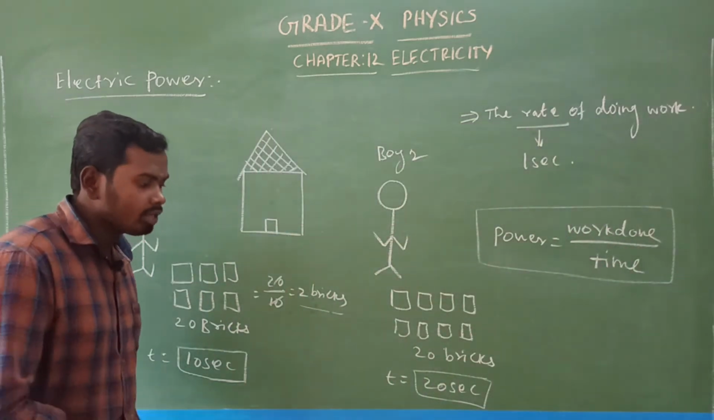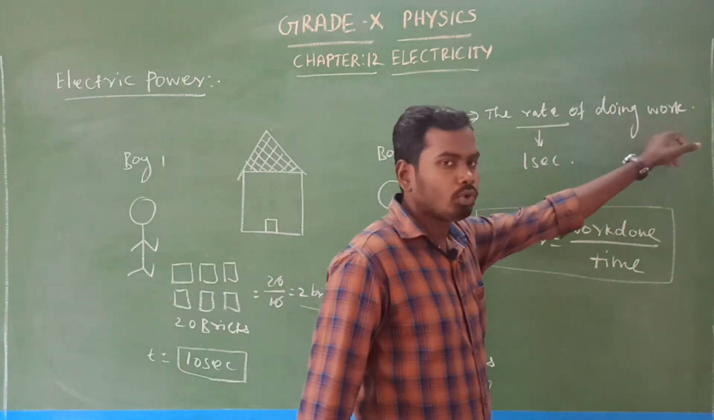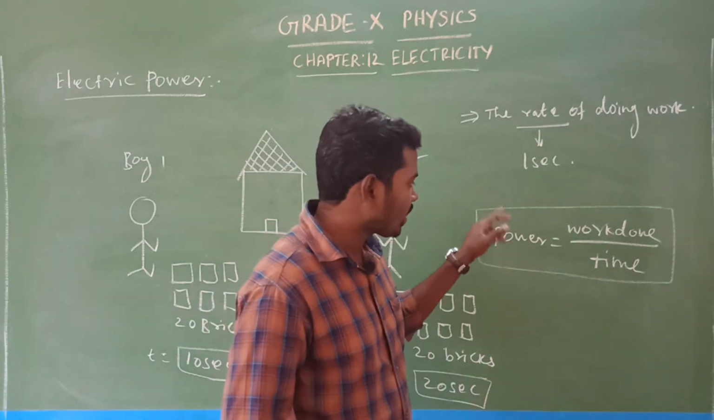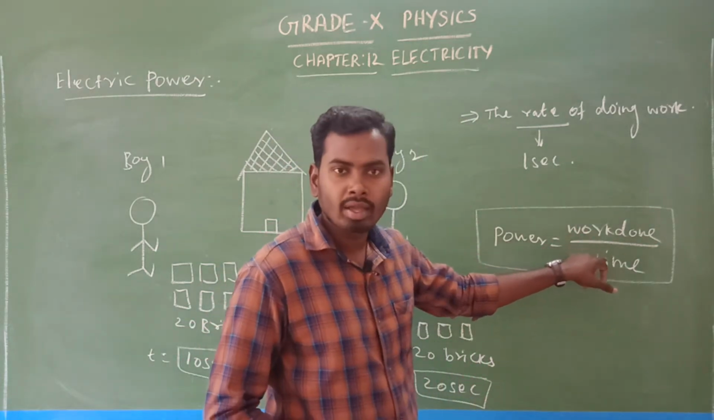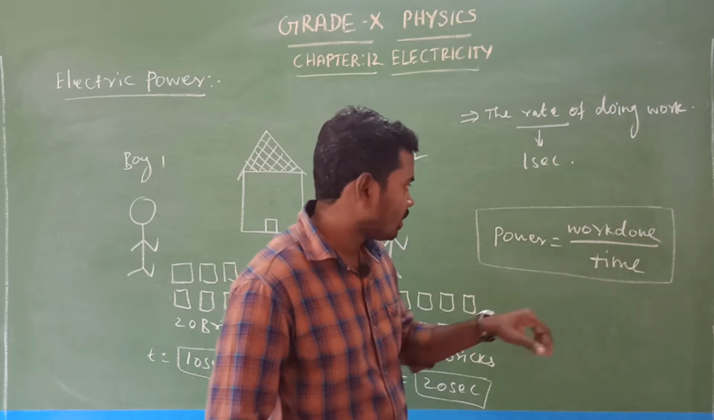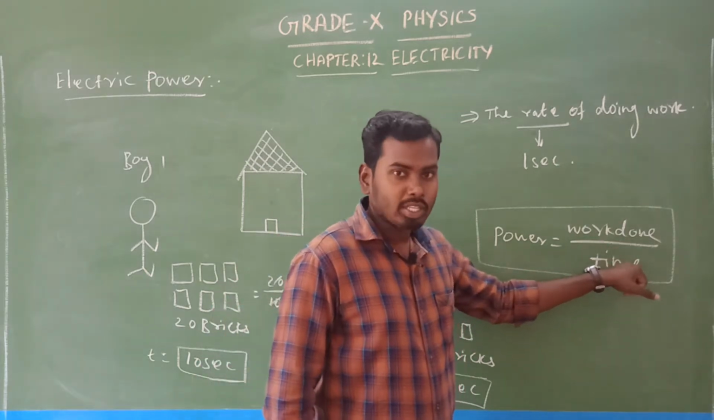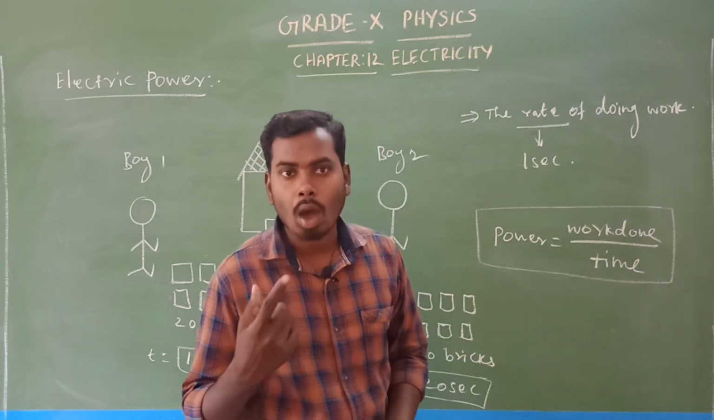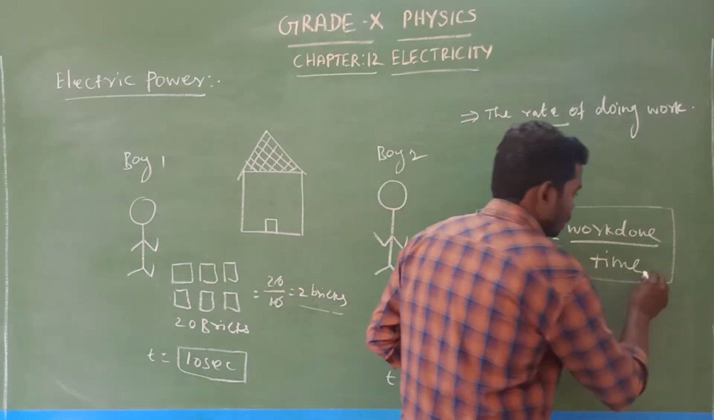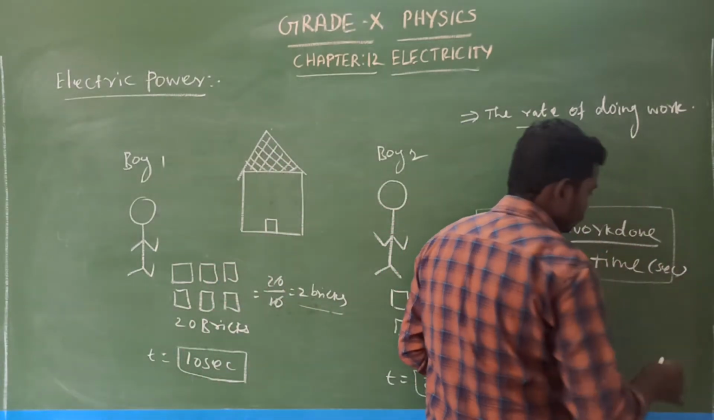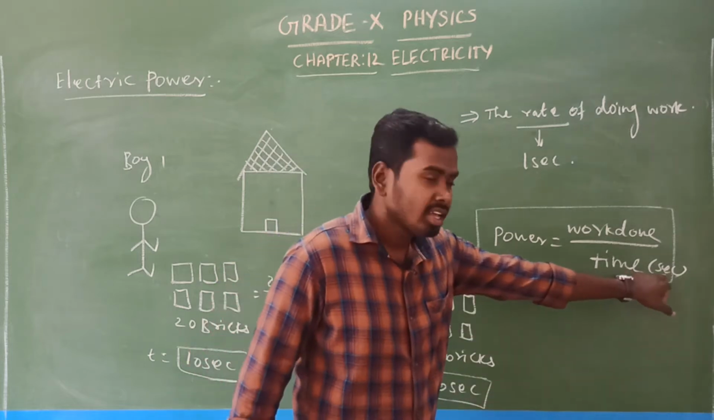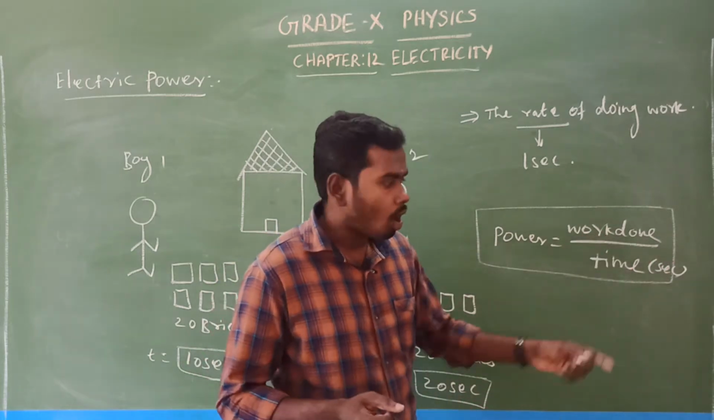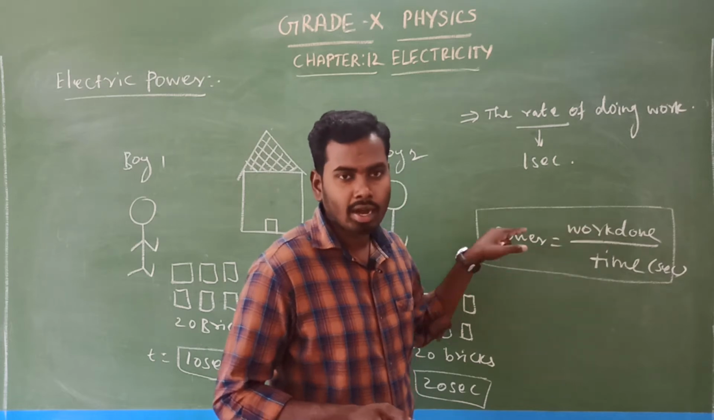So power is defined as the rate of doing work. Per second, how much amount of work is done. So we can write power is equal to work done divided by time. What is the time SI unit? That is seconds. Am I right? Yes. So per second, how much amount of work is done, that is called power.